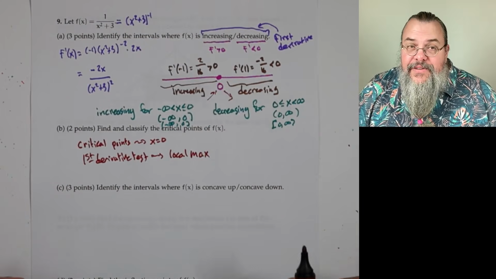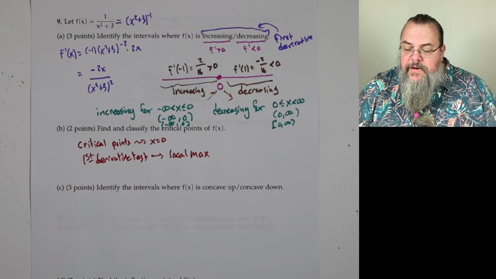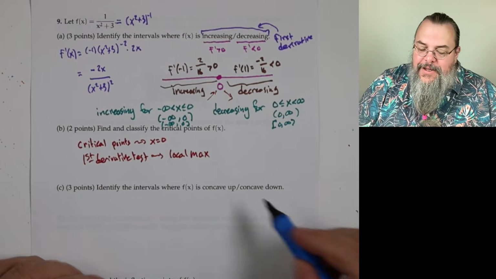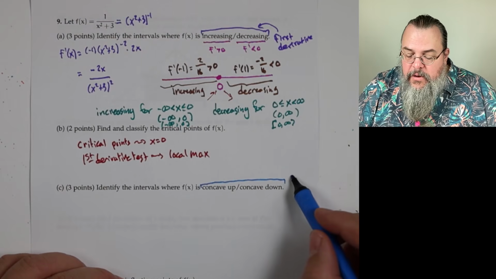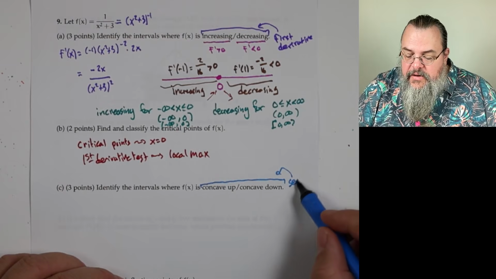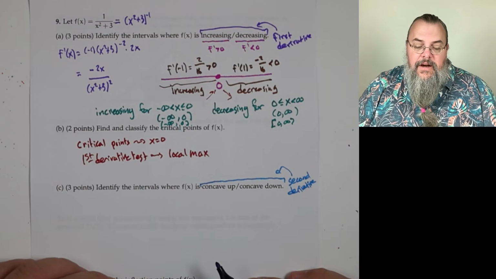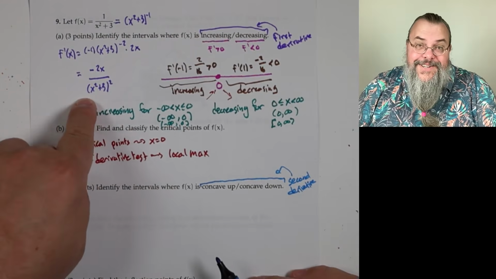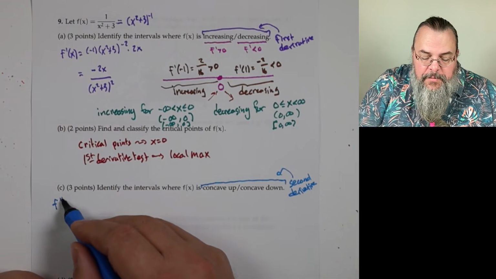Now, part C. Identify the intervals where f of x is concave up / concave down. Now, we're getting to concavity. Now, how is the curve bending? And so for this, we need what? We need the second derivative. So concavity is a property being captured by our second derivative. All right, well, we have our first derivative, so let's take our second derivative. Here we go, f double prime of x.